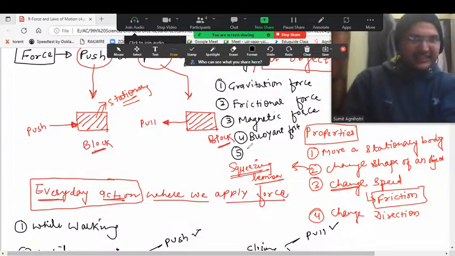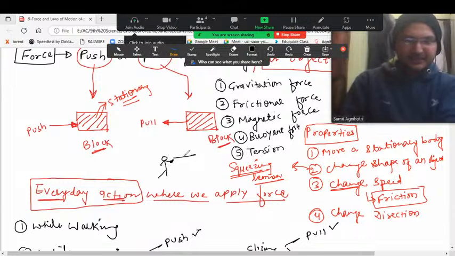Then there is a tension force. What is tension force? You know the tension force? Let's say one of your friends is trying to pull this, and you are also trying to pull this. What force are you applying here when you are trying to pull this? That means you are applying a tension force. There is a tension force.